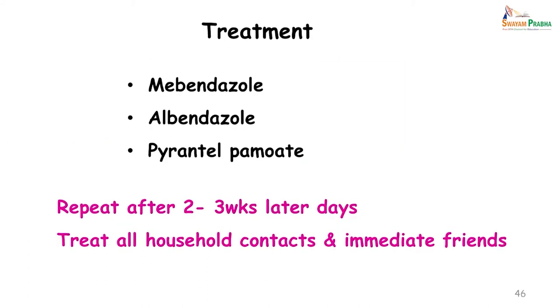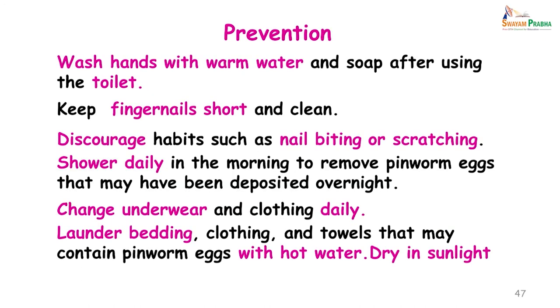Treatment, again, albendazole, mebendazole or pyrantel pamoate, single dose, or you can give it twice a day for 3 days. That is, mebendazole is given 100 milligram twice a day for 3 days, but most important, you need to repeat after 2 to 3 weeks, because by that time the remaining worms may come forward to lay more eggs. Treatment should involve treating all the household contacts and immediate friends.